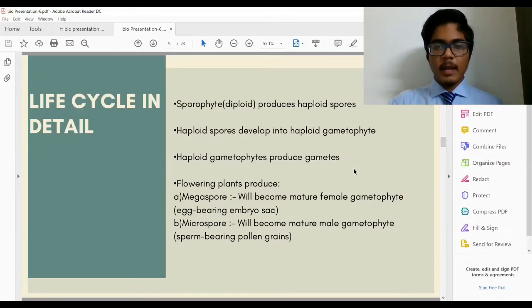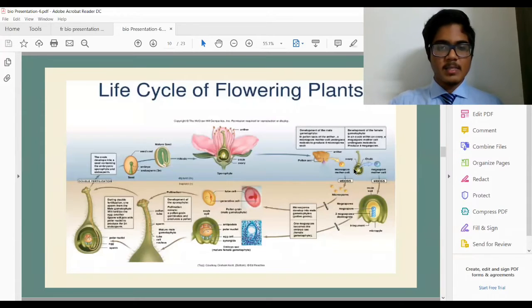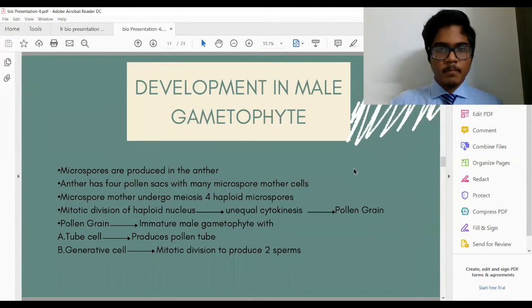Let us move on to the next part, which is a brief explanation of the development of male gametophyte and female gametophyte. This is the whole process in one diagram. You can find it in the Mather book, page 296. So, development of male gametophyte.